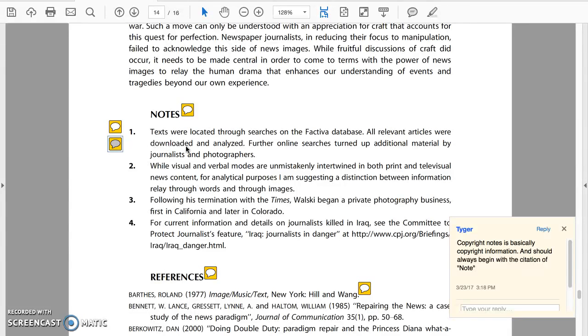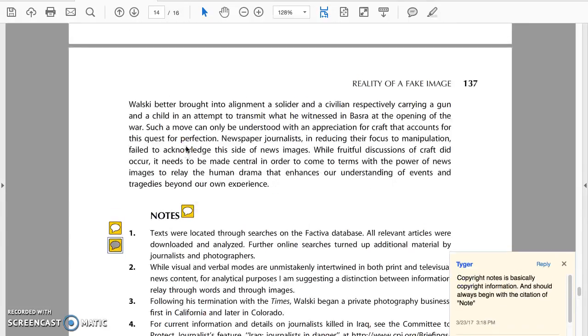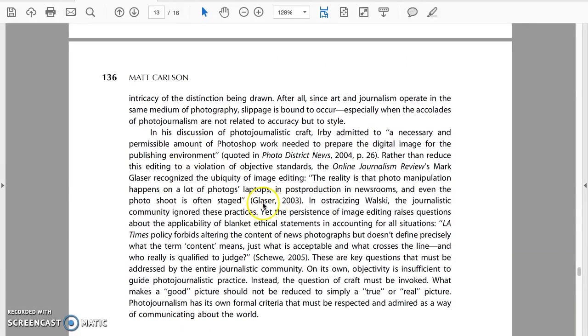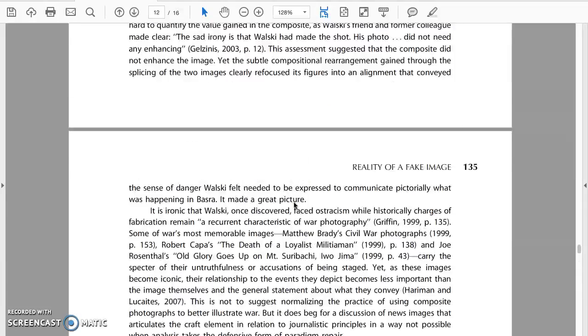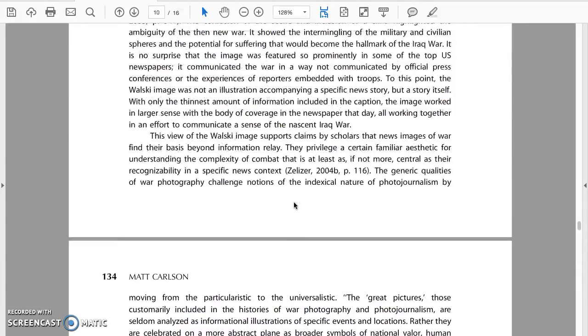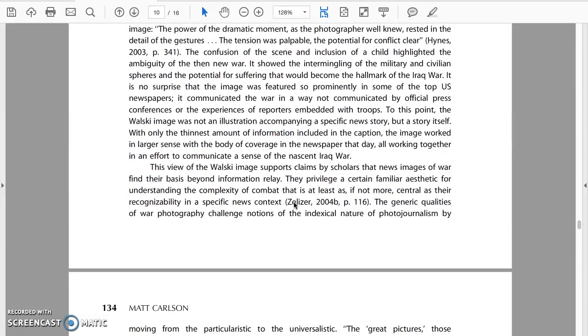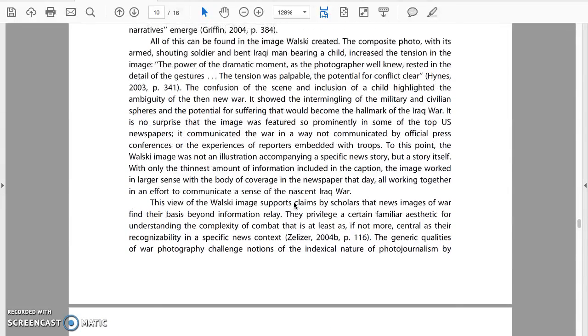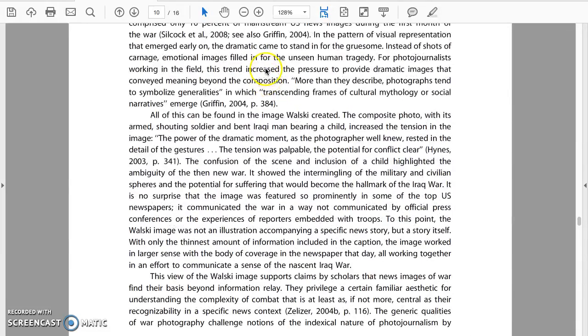Most of the citations include non-integral and integral citations. So non-integral citations, I believe, are like these right here, where they include the last name of the person and the year. And throughout this whole article, there have been more non-integral citations than integral, which includes the last name within the structure of the writing.